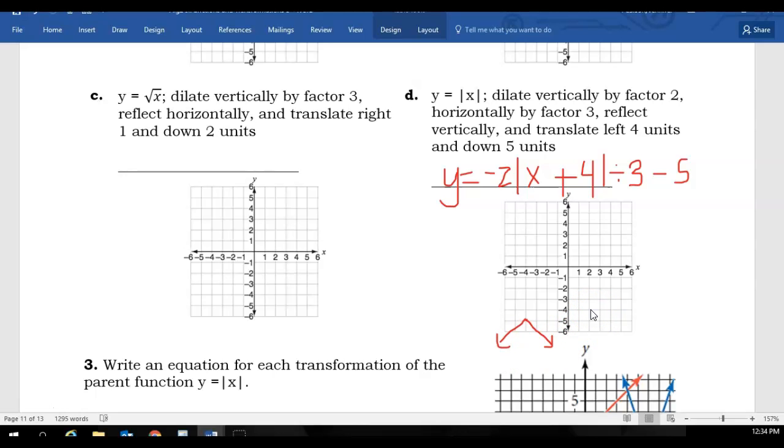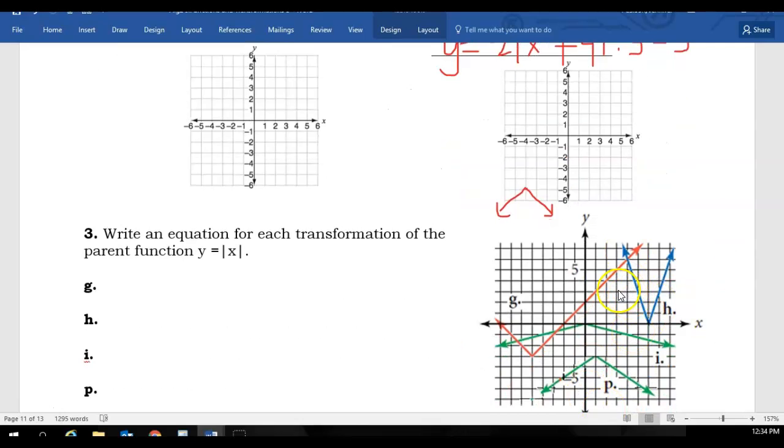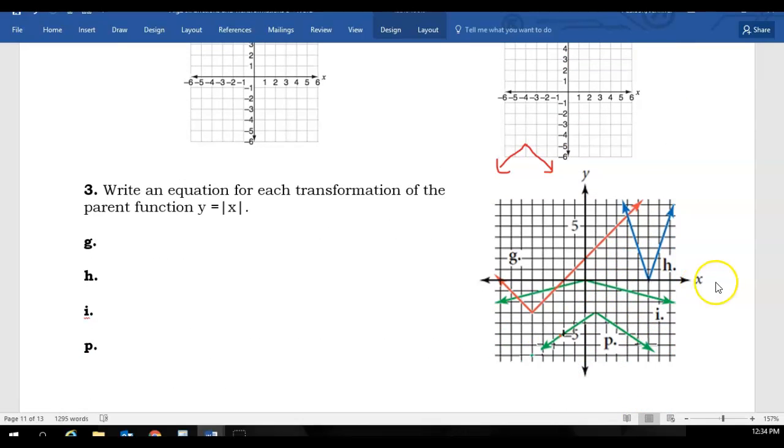And we got one more, which is writing equations based on graphs. So exactly reverse of here. Here we had information, wrote an equation, drew a graph. Here we have graphs, we're going to write an equation. I'm going to go with P. Yeah, last one, P, is probably the most complicated. These are all V-shaped graphs.